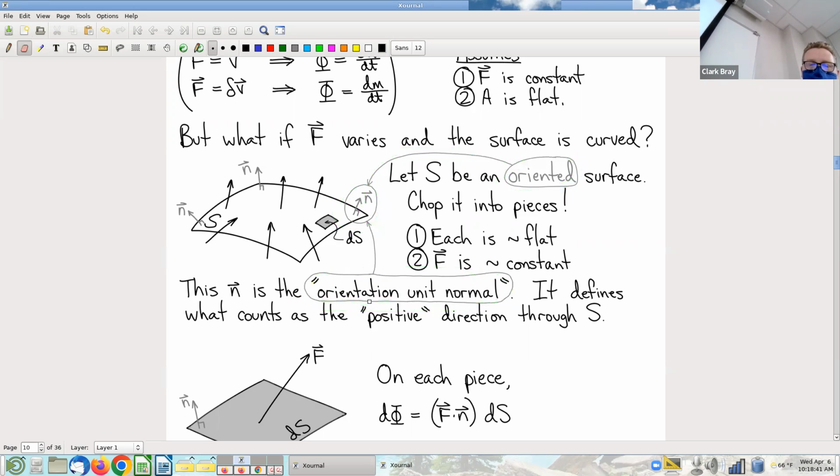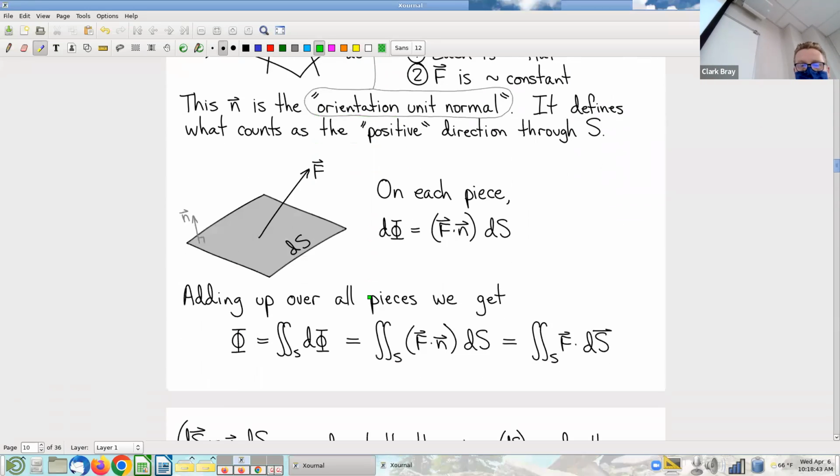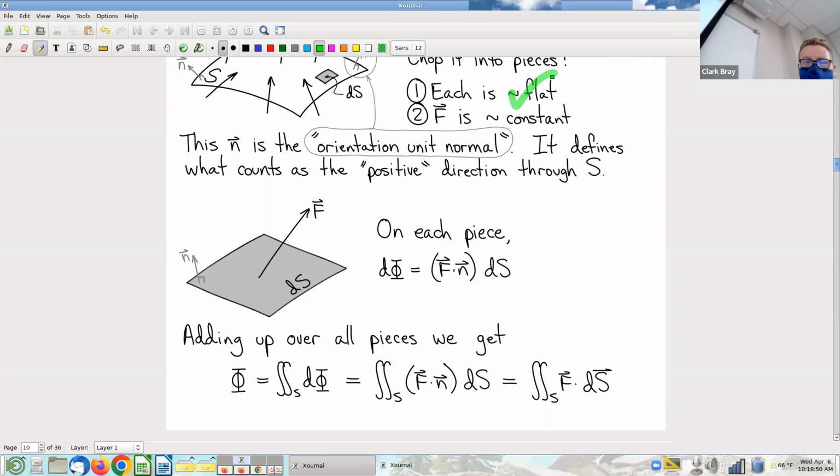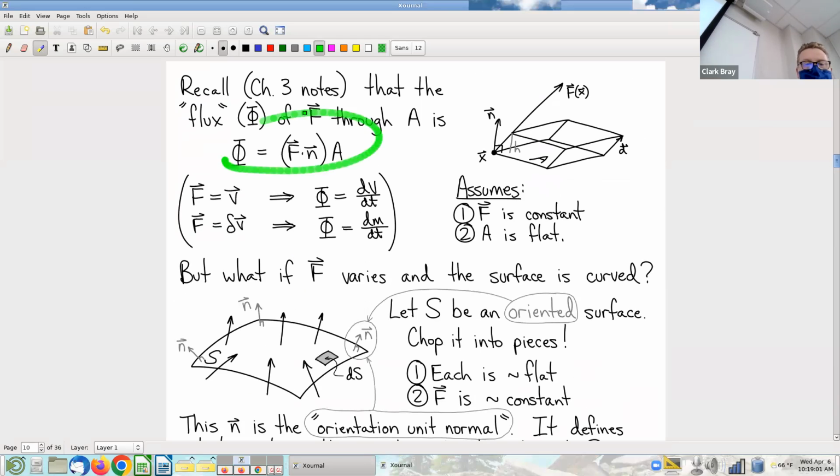All right, so with all of this set up, we look at each little piece, which we've already agreed is approximately flat, right? And the vector field is approximately constant. And therefore, on each little piece, we get to recover our old formula here: F dot N times the area.